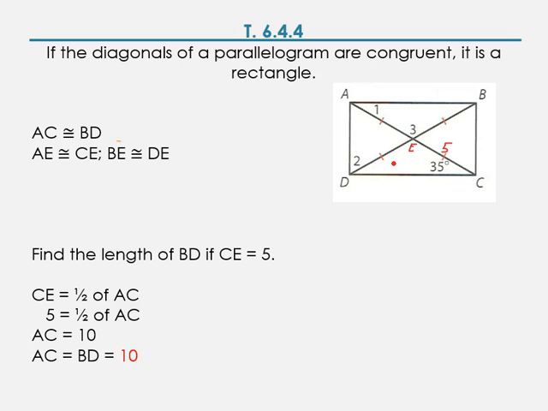An example of how you would use this in a problem would be find the length of BD if CE was 5. BD is the total diagonal. If CE is 5, CE is 1/2 of AC, which means that AC would be 10, and AC and BD are equal, so BD would equal 10.